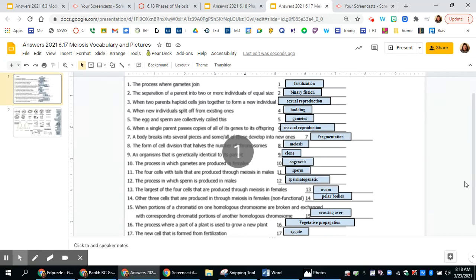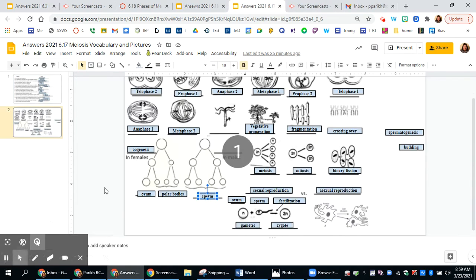We're going to continue with reviewing from Module 6. If you'll look at your meiosis vocabulary and pictures, I've already got the answers here for you because I think it's better to look at the explanation as we look at the pictures, which has the exact same words in it. So if you'll pause and correct your answers and then scroll back down to the bottom slide, second slide, and we'll go over those.